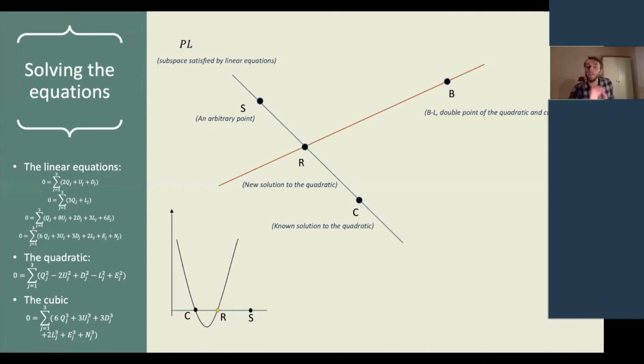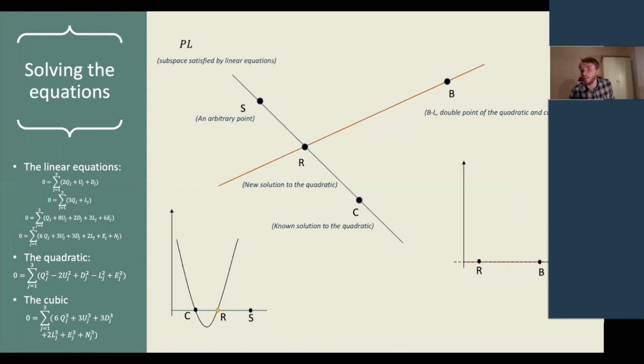Now, because B, or B minus L, is a double point of the quadratic, if we project the quadratic down onto this line, we get something like this. B has to be at the minimum of that quadratic. The double point bit basically means it's a point of multiplicity 2. But this diagram looks wrong, right? Because I've already told you the point R lies on the quadratic. But the only way this can occur is if the quadratic is actually in this line. So every point on this line has to be in the quadratic.